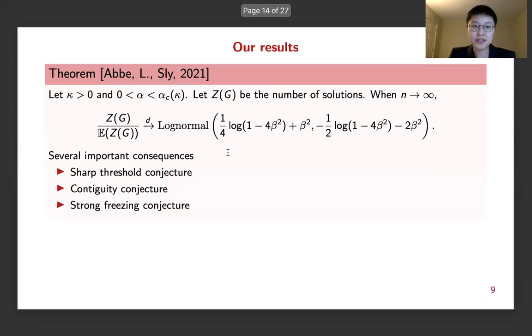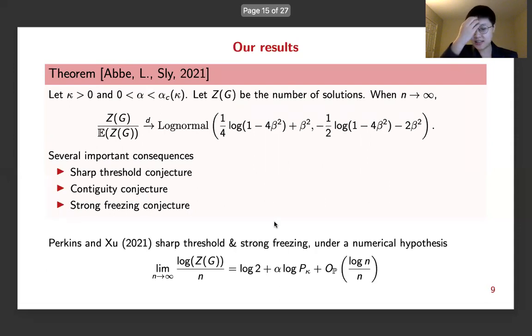And the theorem has several important consequences. Firstly, it allows us to settle the sharp threshold conjecture and the strong freezing conjecture. And more importantly, it also allows us to show a very strong connection between the random model and the planted model, called the contiguity property, as I will talk about in a second. So the first step of our result is to show this lognormal distribution for the number of solutions, and it implies the following three results on sharp threshold, contiguity, and strong freezing.